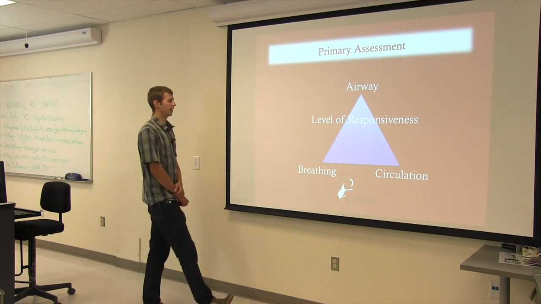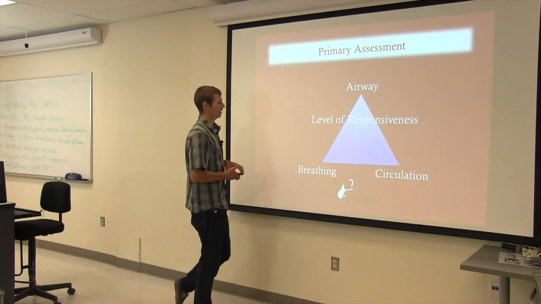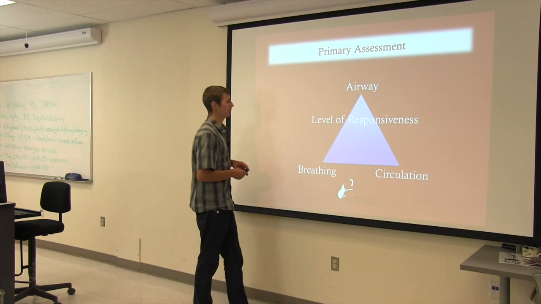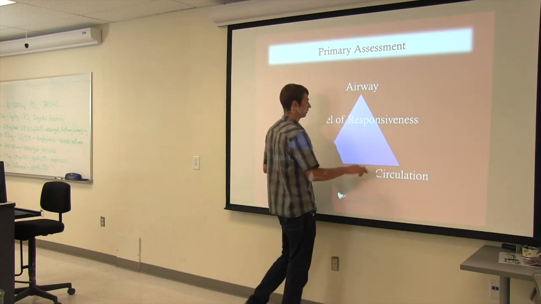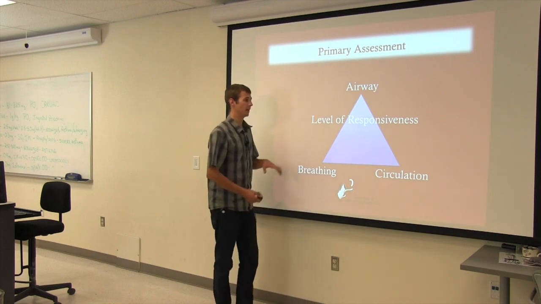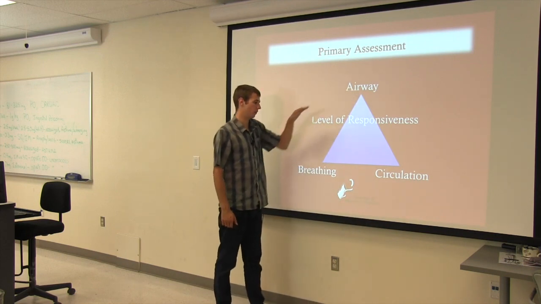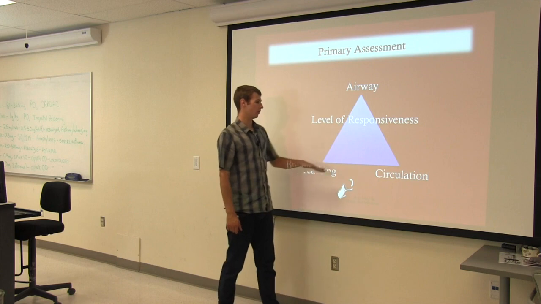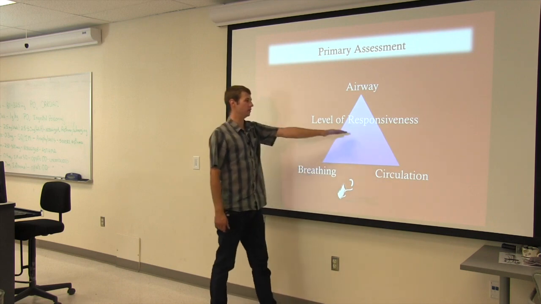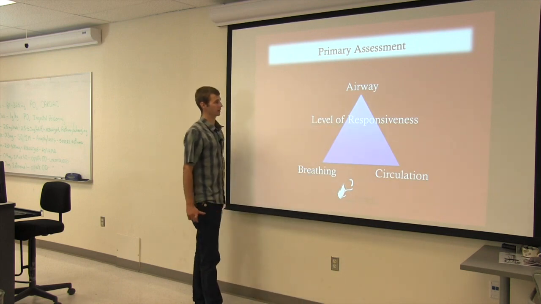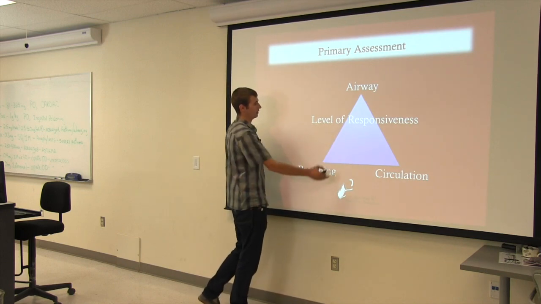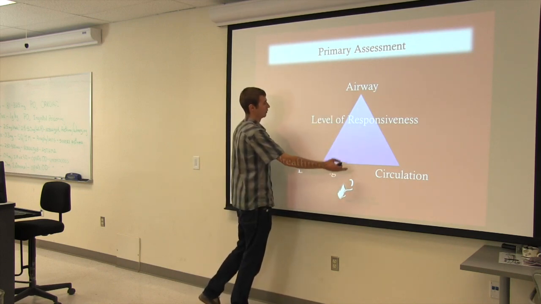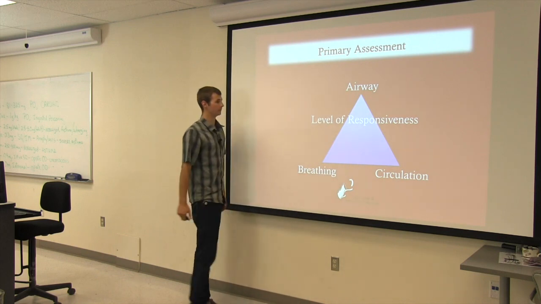And then within this triangle that we have is level of responsiveness. The reason why level of responsiveness falls on the inside of this triangle is because really any compromise of your airway or your breathing or your circulation can lead to a decrease in your level of responsiveness. So that's why this one falls in the middle. It can be affected by any of these 3 or a combination of these 3.